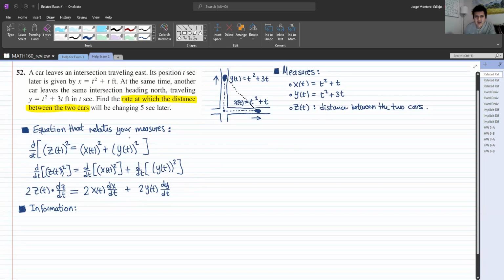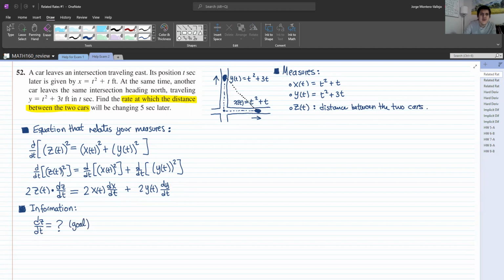But let's read again the last sentence, right? It says, find the rate at which the distance between the two cars will be changing. So that's telling us what our goal is: the rate of change of the distance between the two cars. The distance between the two cars here is z(t). The rate of change of that will be the derivative of that, so dz/dt. So dz/dt is what we are going after. That's our goal.